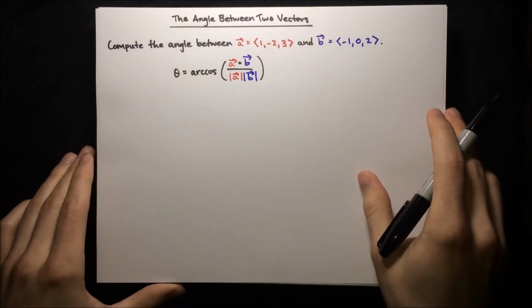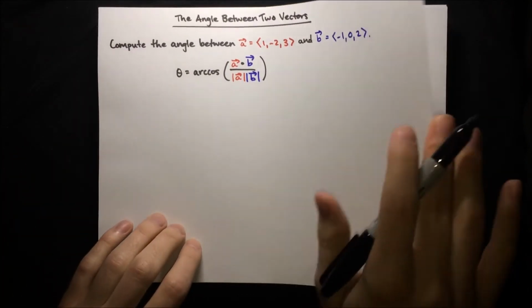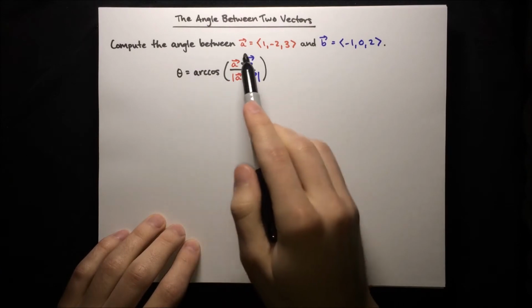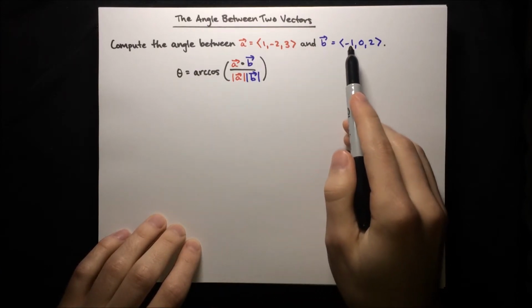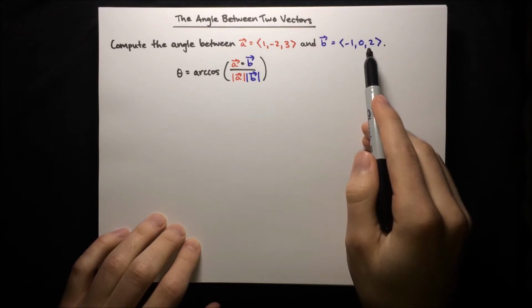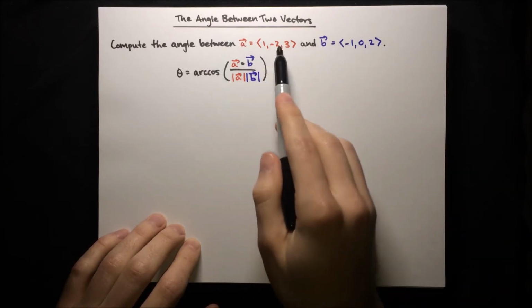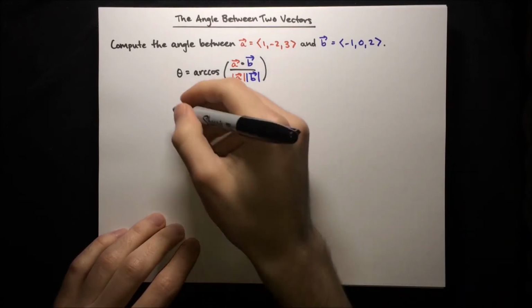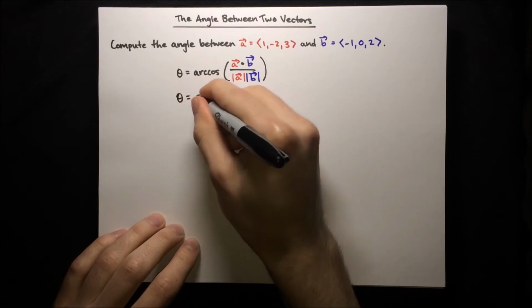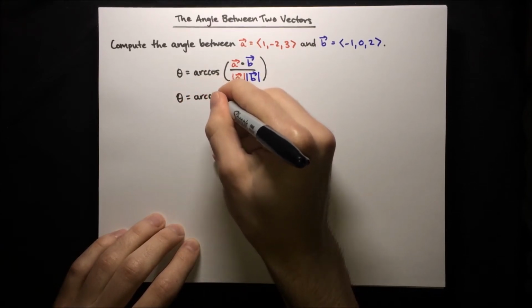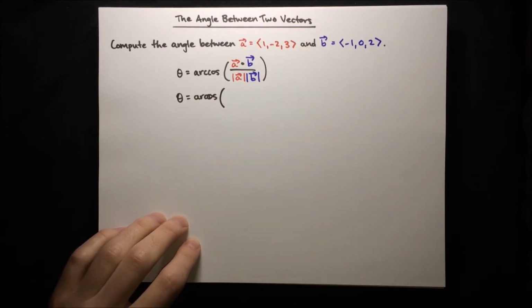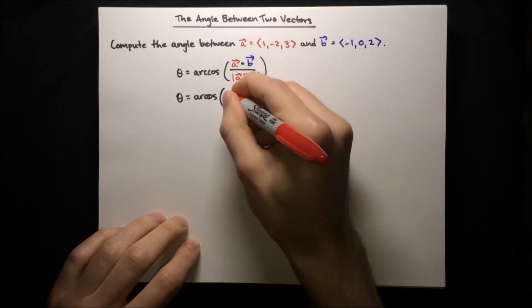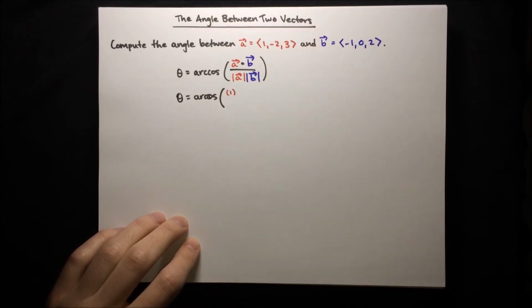Let's try out that formula on a concrete problem here. So we want to compute the angle between a vector a, 1, negative 2, 3, and another vector b, negative 1, 0, 2. And we're just going to substitute these vectors into our formula here and compute. So theta is the arc cosine of a dot b. So let's write that out.